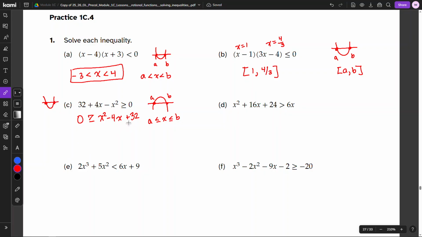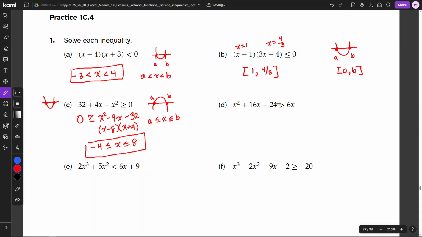So I need two numbers that multiply to be, and this should not be plus 32, this should be minus 32. So I need two numbers to multiply to be 32, but have a difference of 4. And so this would be x - 8 and x + 4. And so I know that that's going to be my critical values. So the one on the left, I'd have -4 less than or equal to x less than or equal to positive 8. There would be my solution.